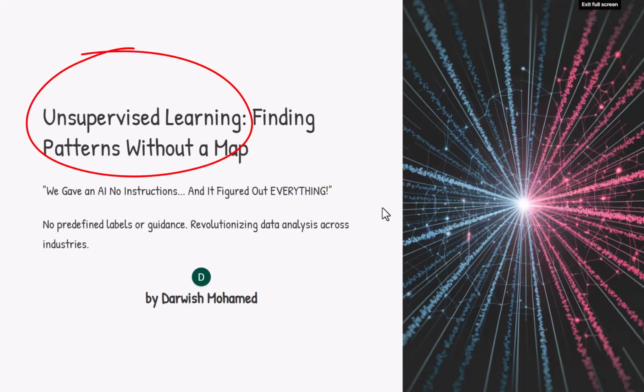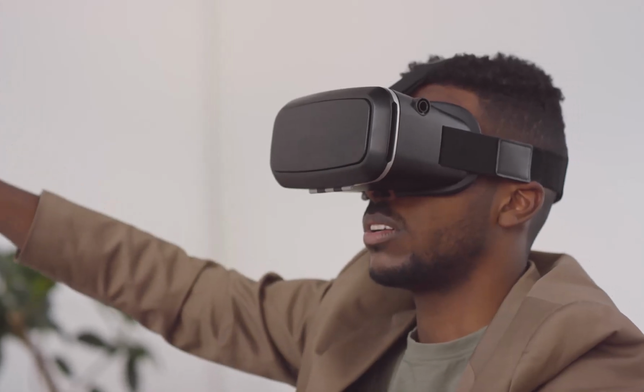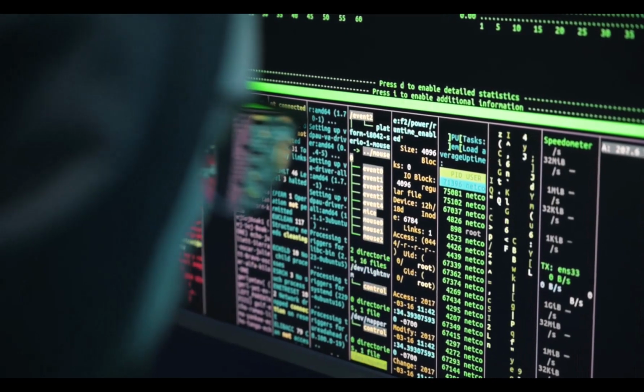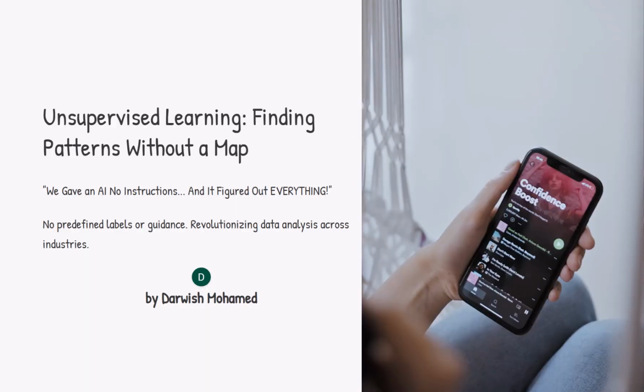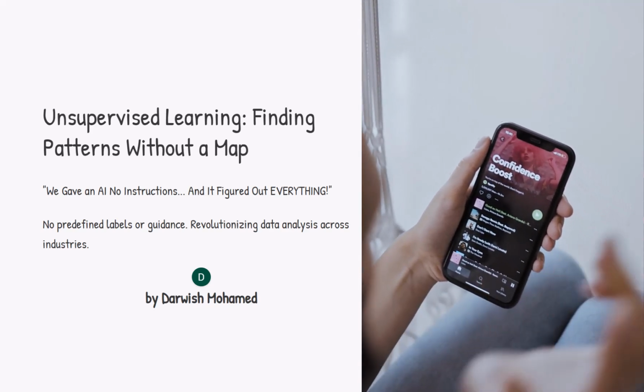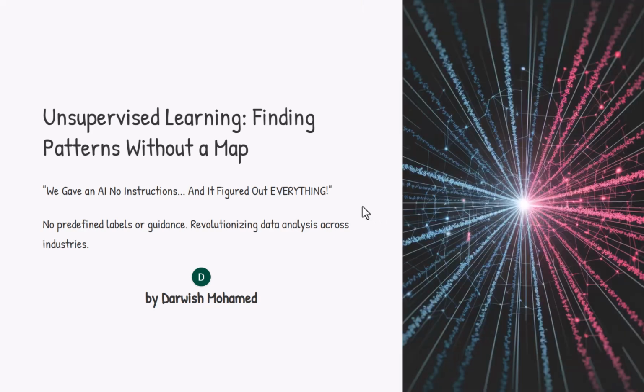Welcome to Unsupervised Learning, the part of AI where models become explorers without a map. And today, I'm showing you how it works with examples that will blow your mind. This is the secret sauce behind customer segmentation, playlist recommendations, and how Netflix figures out your weird taste in shows.